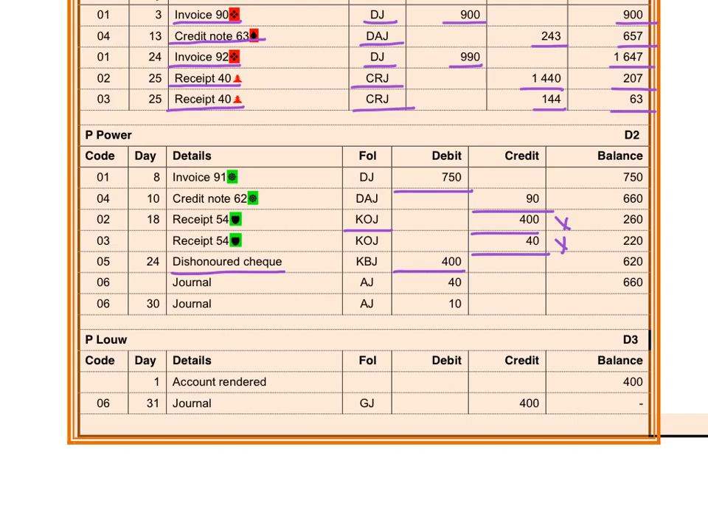The discount will be cancelled in the general journal, so our details will be journal, and we will increase his account on the debit side. We charge his account with interest, so we will again do this in the general journal and increase his account on the debit side.